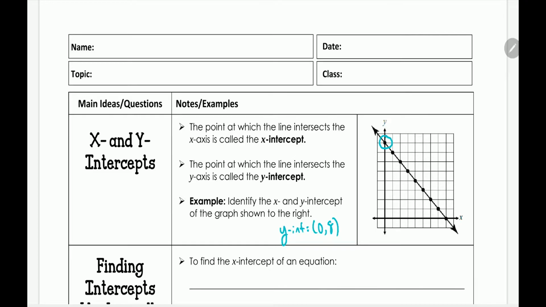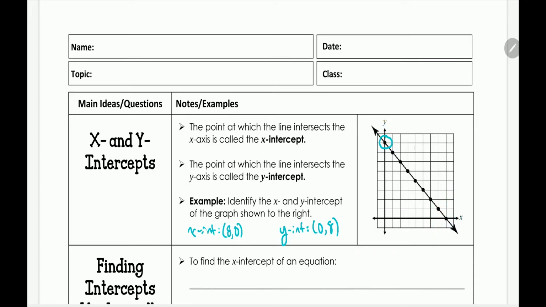And let's find the x-intercept. That's the point at which it crosses the x-axis. That point is right here. And if we find the ordered pair for that, we would have it as (8, 0).